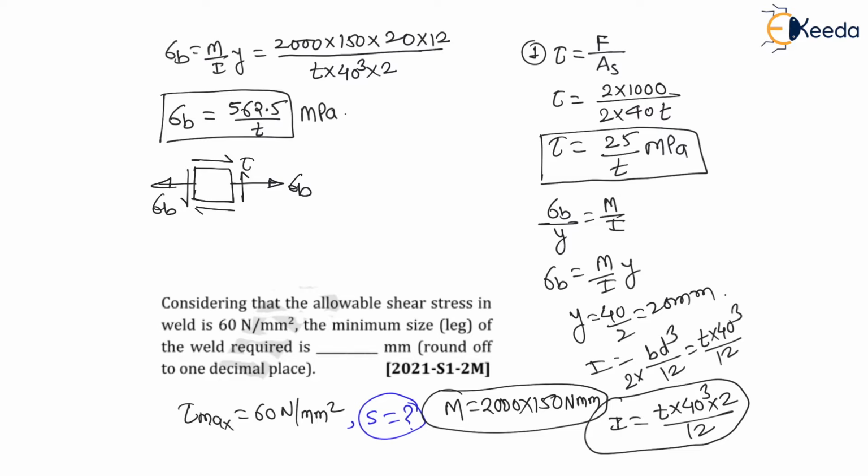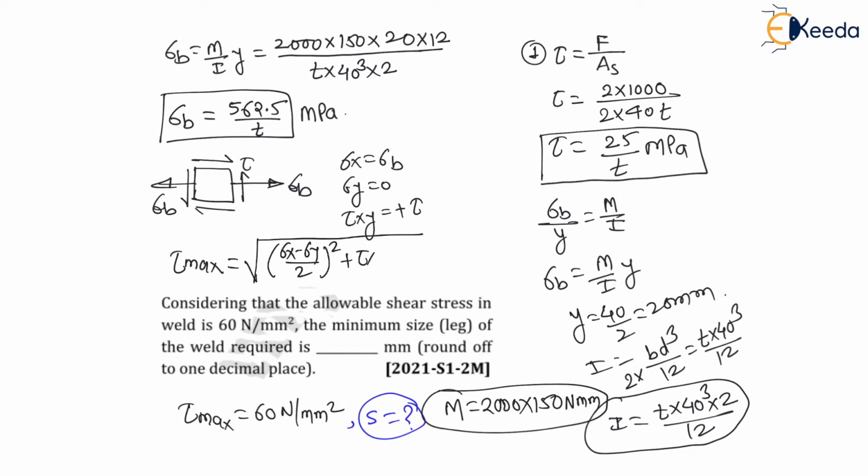That means the weld zone is subjected to complex stresses where sigma x is equal to sigma b, sigma y is 0 here, and tau xy is nothing but plus tau, the shear stress tau, right? And for this complex state of stress, we need the formula to find the maximum shear stress, because in the question they have provided a value for the maximum shear stress. This maximum shear stress from these complex stresses will be equal to the square root of sigma x minus sigma y divided by 2, whole square, plus tau xy square. This is the formula to find the maximum shear stress.